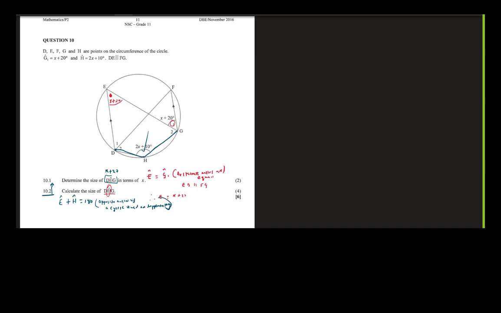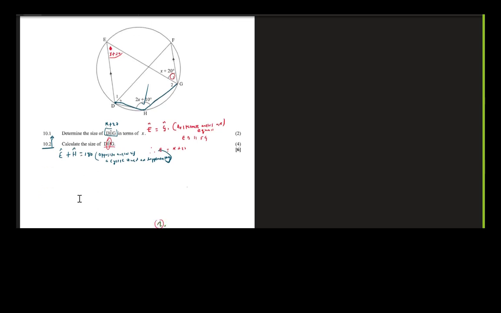Go to answer 10.2. We put it equal to 180. Sometimes you have to check that. So angle E is x plus 20. Angle H is 2x plus 10. And they give us 180. So how can we carry on now?